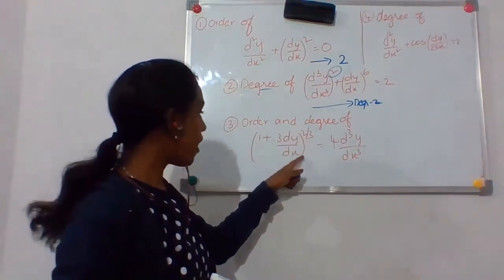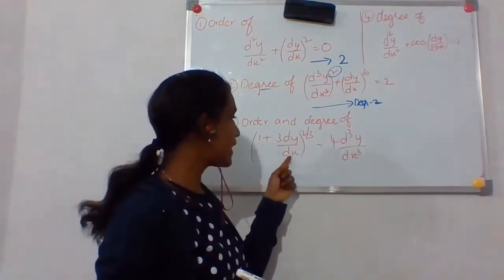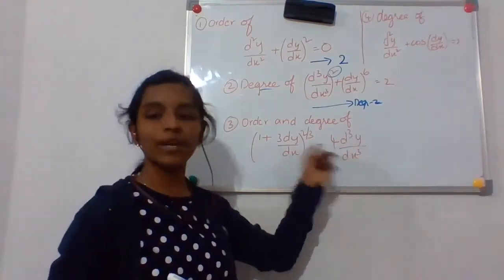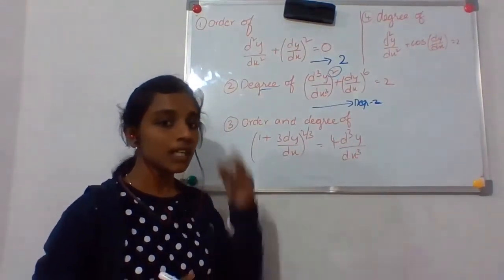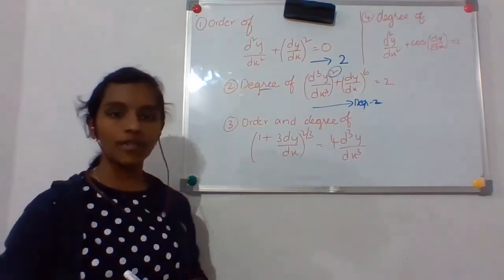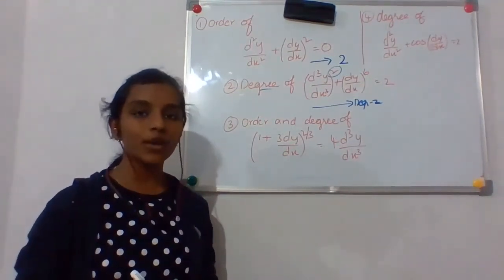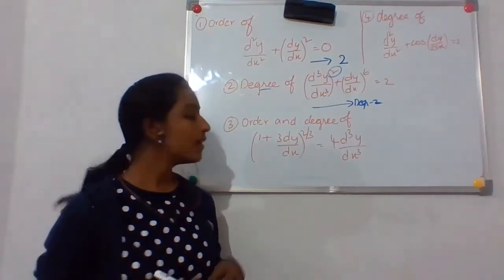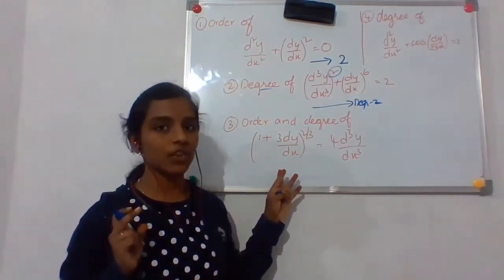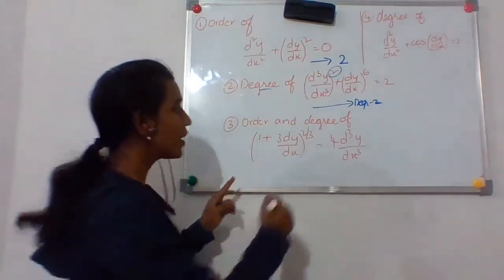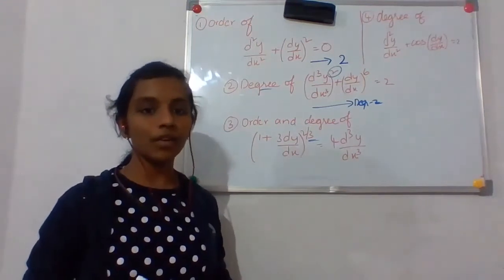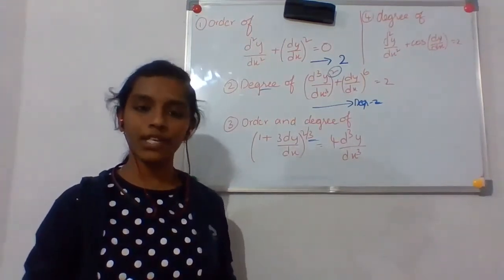So now let us look at the third sum. Order and degree of (1 plus 3 dy by dx) whole power 2 by 3 equals 4 into d cube y by dx cube. Some may say that you cannot find the degree of this differential equation. I have already told this in my previous class. If you want to find the degree, first we are going to remove this rational term in the power. Only then it will become a polynomial differential equation, right?